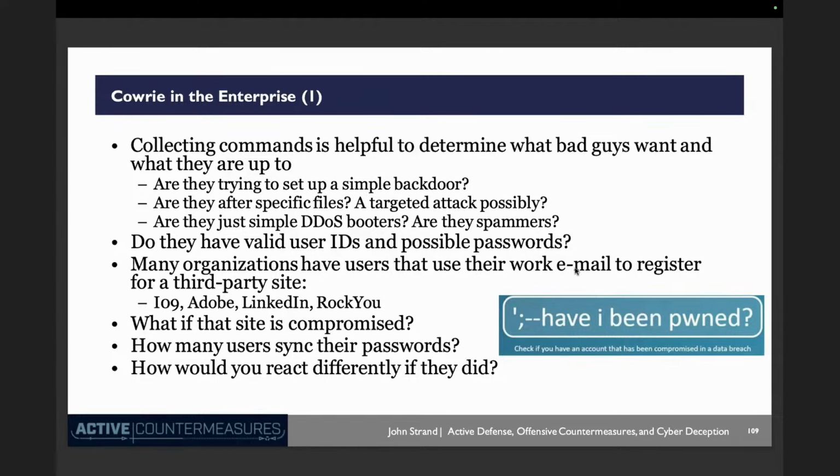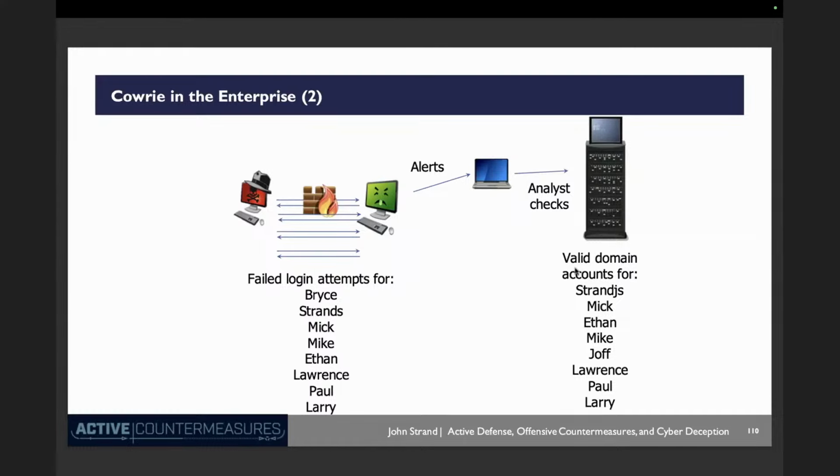If we're looking at this where the attackers are trying to come in with actual user accounts, right? If we have an attacker that's coming in for Bryce, Strand, Mick, Mike, Ethan, Lawrence, Paul, Larry, and you see that a number of those accounts actually exist in your system in some fashion or another, it's time to start working up your panic button a little bit. The reason why is because they now have a list of users. The other reason why is because it's a targeted attack.